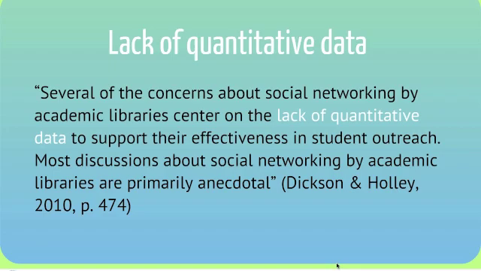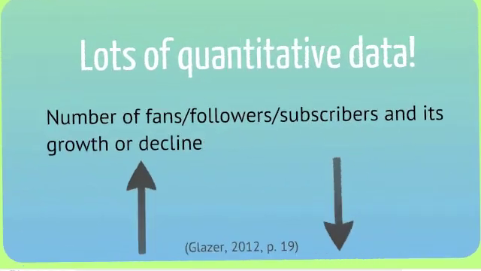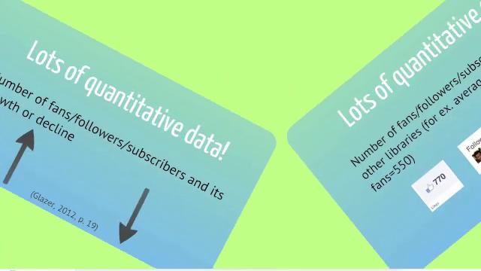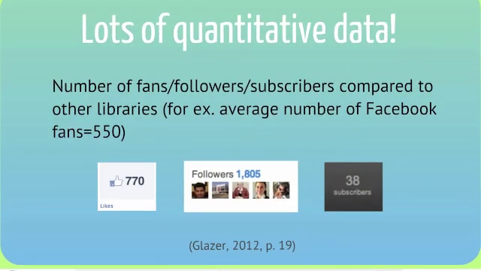measuring social media outreach. So firstly, we have the number of fans, followers, or subscribers, and its growth or decline. The direction of the number of people that are interested in your page is a good indicator of how well you're doing. So not only the growth or decline of the number of fans, followers, and subscribers, but also the number compared to other libraries. So, for example, the average number of Facebook fans for academic libraries is 550. So that's a good point to measure from.